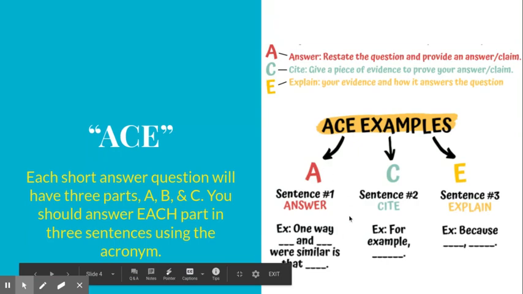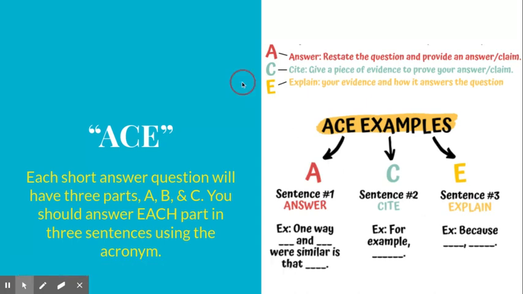A, one way, blah, and blah, or similar is that blah, blah, blah. For example, and then you would put in a similarity, because, and you would explain why that's important that it's similar, okay? So let's actually do this.